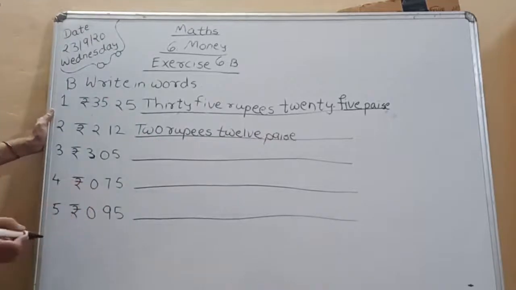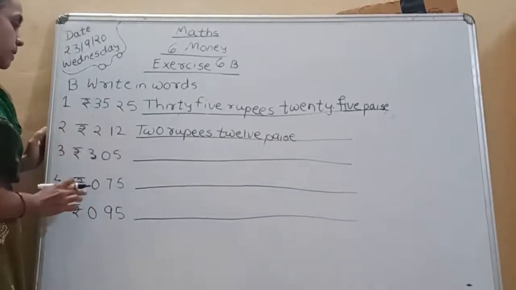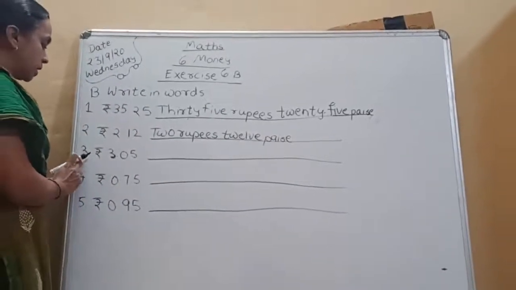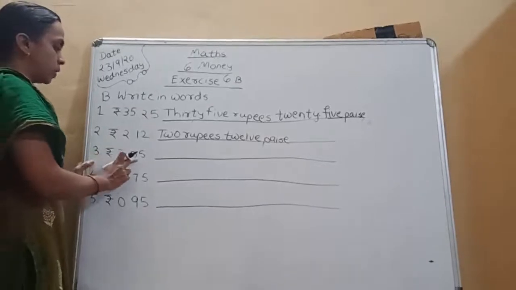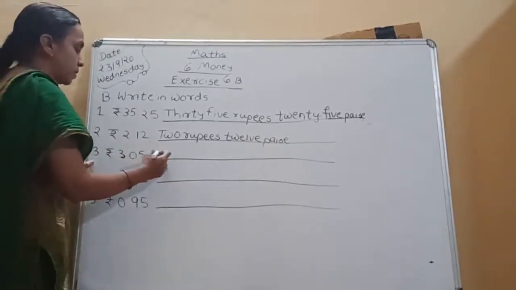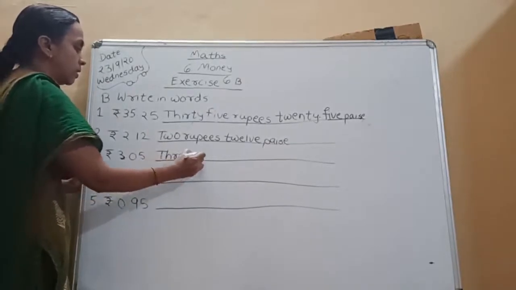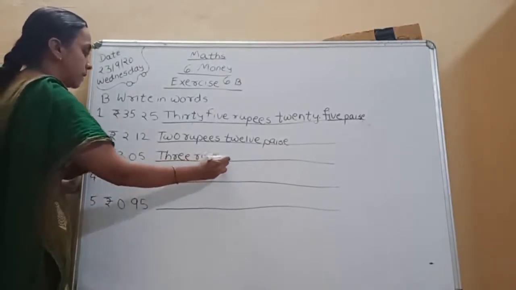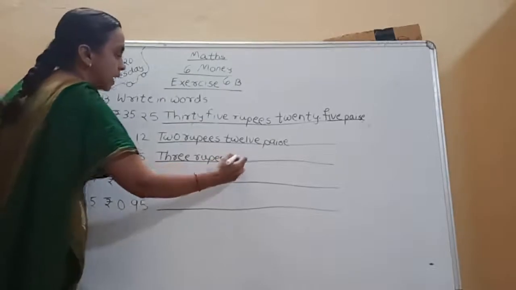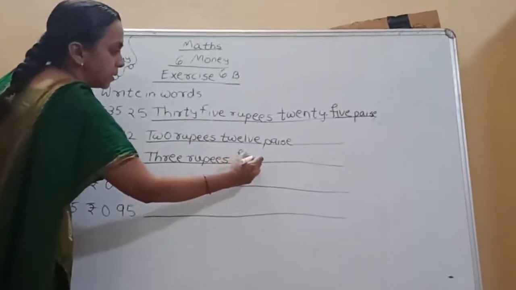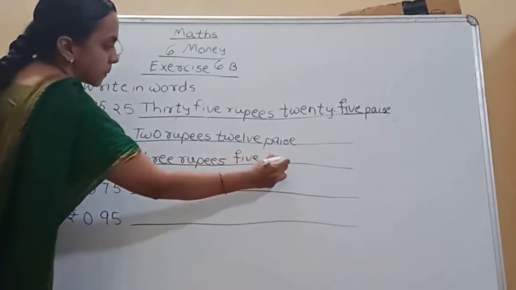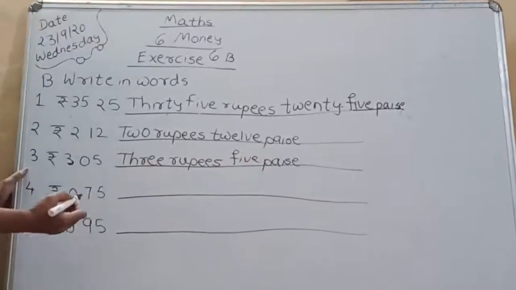So you should know all the notation of these numbers. Okay, now see third example, rupees 3.5 paise. So 3 rupees 5 paise. Like this you have to write.